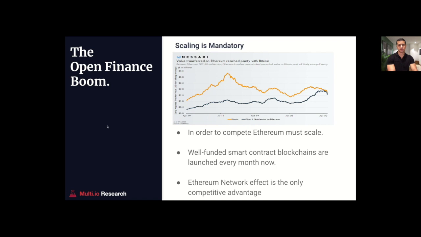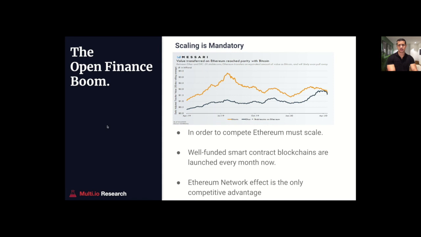Let's look at the open finance boom. Now, everyone in the blockchain community understands that in order for Ethereum to keep its dominance in the smart contract world, the network must scale. And we've seen many of these original use cases described in the Ethereum white paper gain massive traction this year. Ethereum has an absolute dominance on decentralized exchanges, on money market lending apps, and on the issuance of trusted stablecoins and gold-backed tokens.